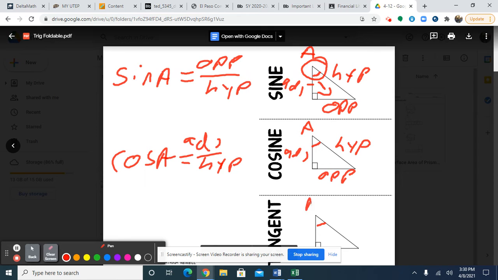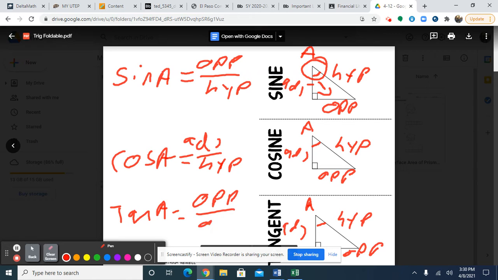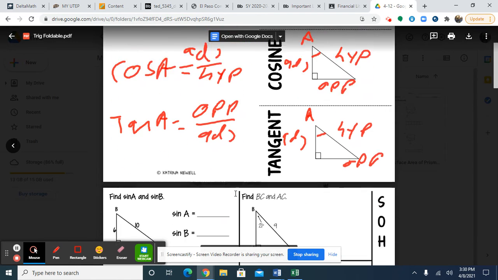And finally, same situation here, A, we have opposite, we have adjacent, and we have hypotenuse. The tangent is going to be the opposite side over the adjacent side. And so this is going to make a little more sense once we actually put numbers to it.